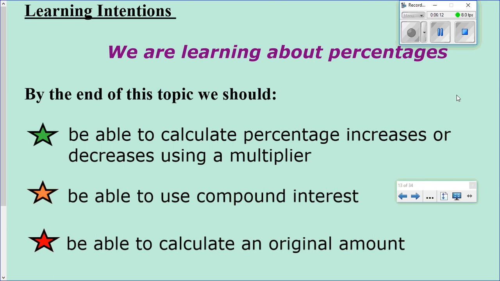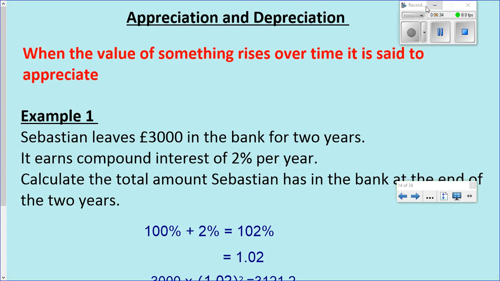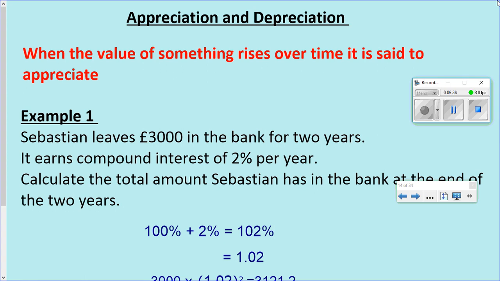Now, before, separately yourself, you've had a look at percentage increases or decreases and changing it to a multiplier, and then had a look at compound interest. Now, that's actually where we're going to pause. We're not going to go on to the original amount because that's for a different topic, rather than what we're looking at today. Today we're looking at what's called appreciation and depreciation, which really is just a sidestep of compound interest.